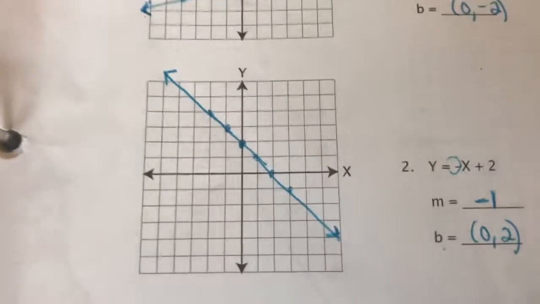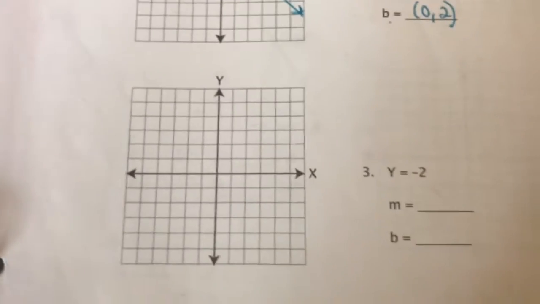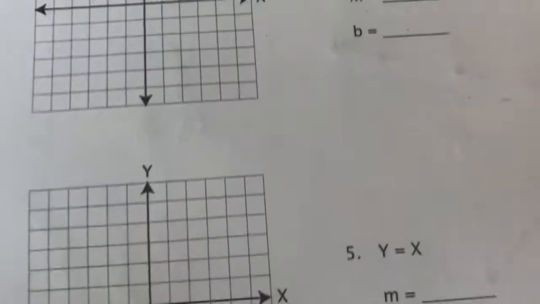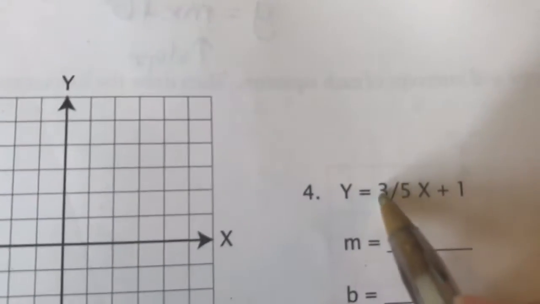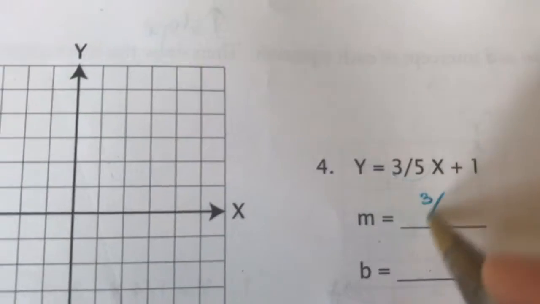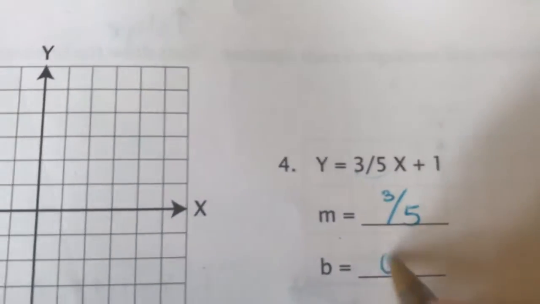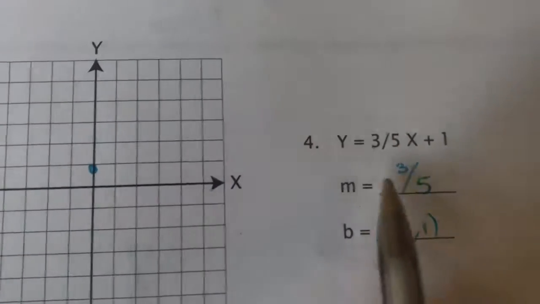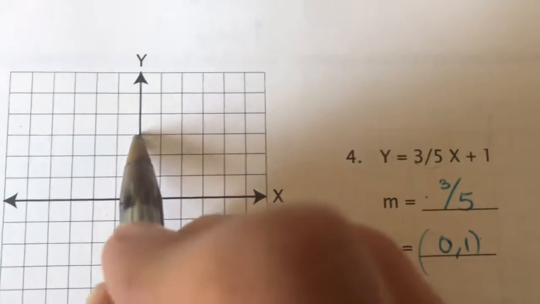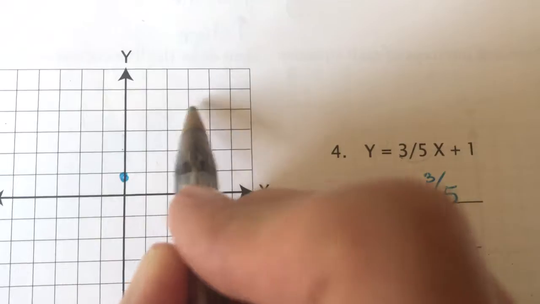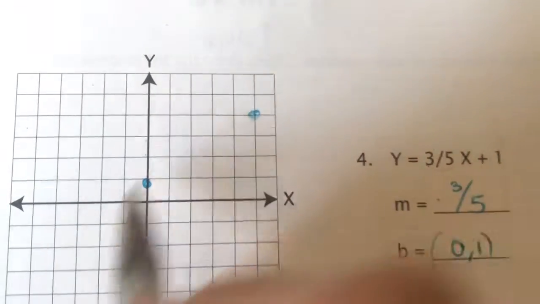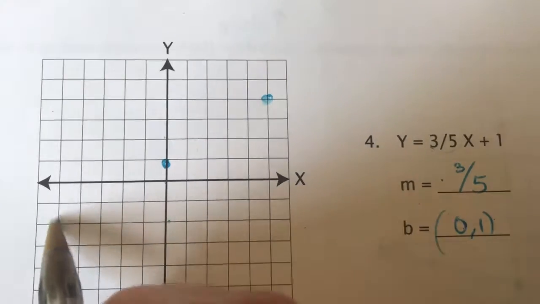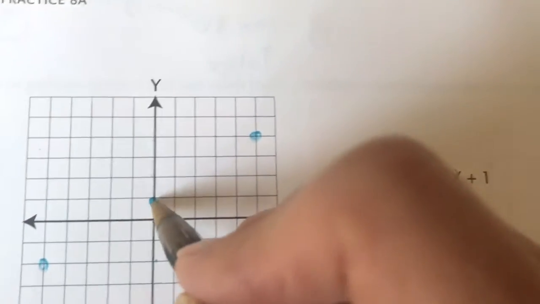Okay, now I'm going to skip number 3 just for a second. Number 3 is special, definitely coming back to that one, but I do want to do this one real quick. Notice here my slope is 3/5. My y-intercept is (0, 1). So I'm going to go to the point (0, 1). I'm going to go up 3 over 5: 1, 2, 3, 1, 2, 3, 4, 5. So there's a point on my line. Again, 1, 2, 3, 1, 2, 3, 4, 5. There's 3 points. You have to have at least 3 points.